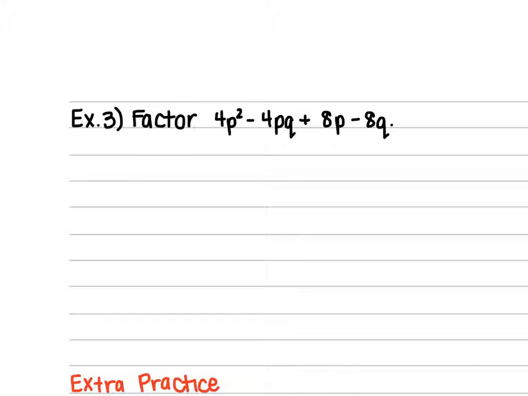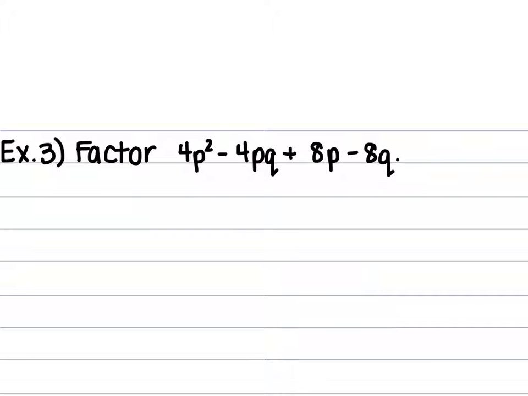Our next example, we have 4p squared minus 4pq plus 8p minus 8q. So we are going to put parentheses on the first 2 terms, and then parentheses on the last 2 terms. The greatest common factor between the 4p squared minus 4pq is 4p, so we're going to factor out a 4p from there. And the greatest common factor with the 8p minus 8q is an 8, so we'll factor out a positive 8 from that.